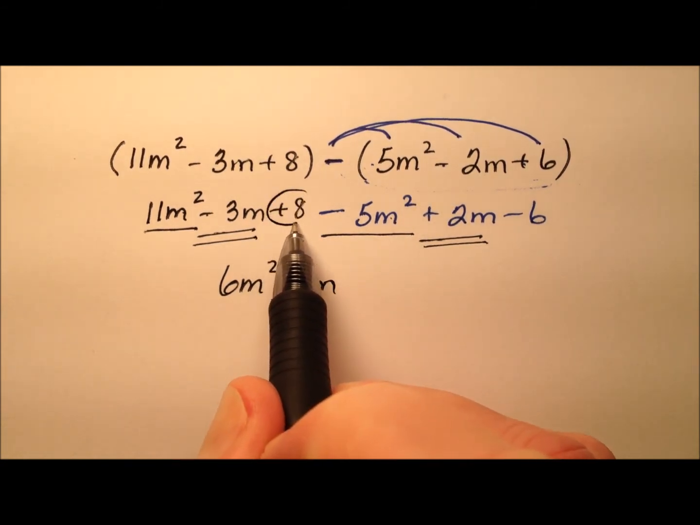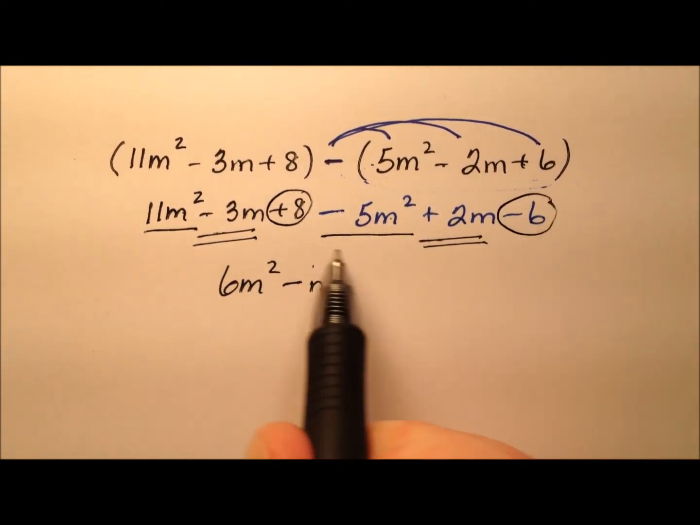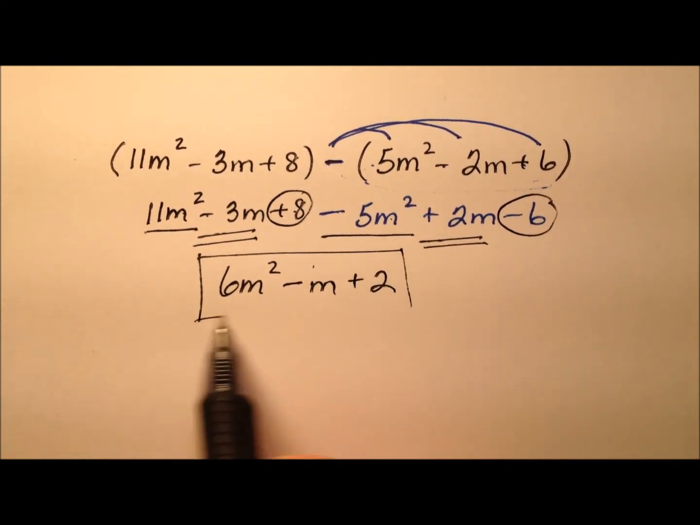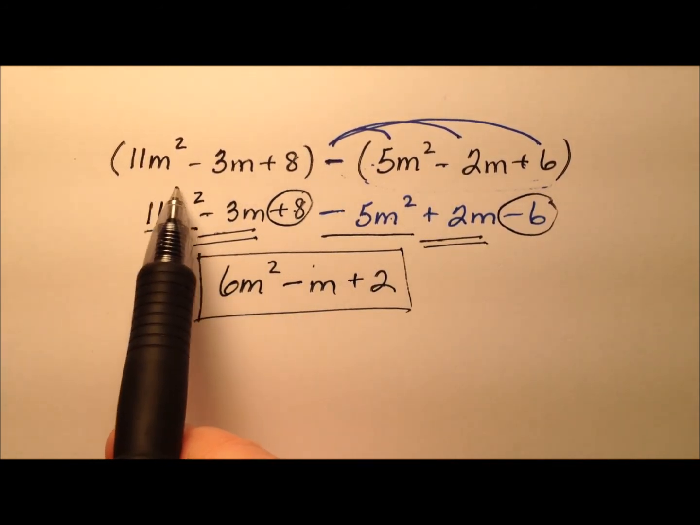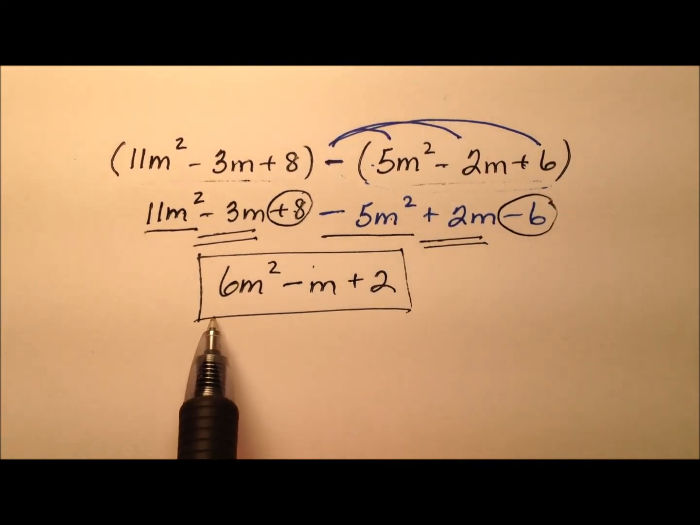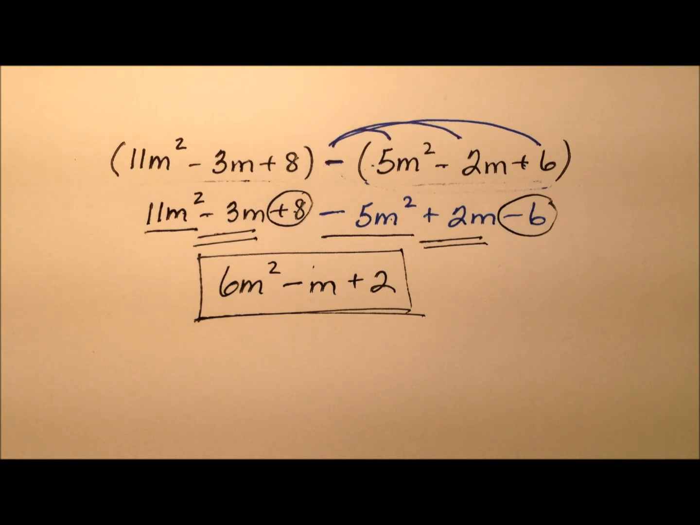And then finally, a positive 8 and a negative 6. So 8 minus 6 is positive 2. So I'll say plus 2 on there in the end. And again, both of these polynomials were given to me in standard form, so it was easy, and this last one is already written in standard form.